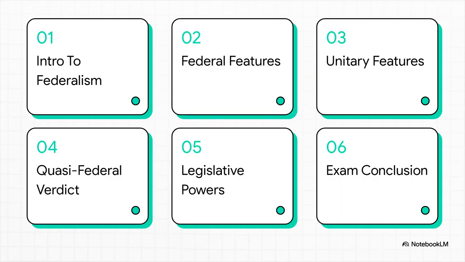Here is our agenda for the session. 1. Introduction to Indian federalism. 2. Core federal characteristics. 3. Unitary non-federal features. 4. The quasi-federal verdict. 5. Legislative powers distribution. And 6. Final exam conclusion. Students, you must present this exact agenda as a mandatory synopsis, explicitly drawn up on the very first page of your answer booklet. By writing this synopsis out before you even begin your answer, you immediately showcase your structural clarity to the examiner. It proves, without a doubt, that you know exactly where your legal argument is going.